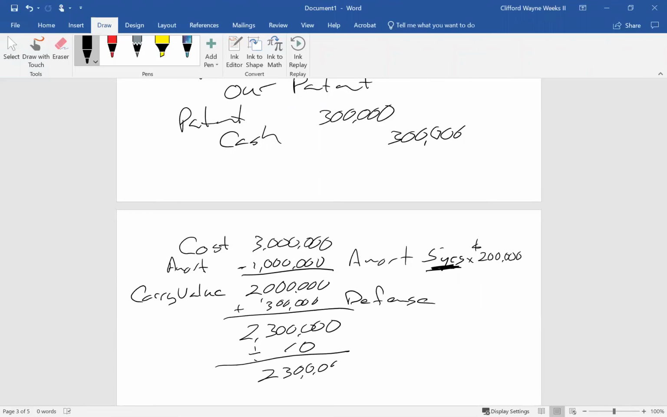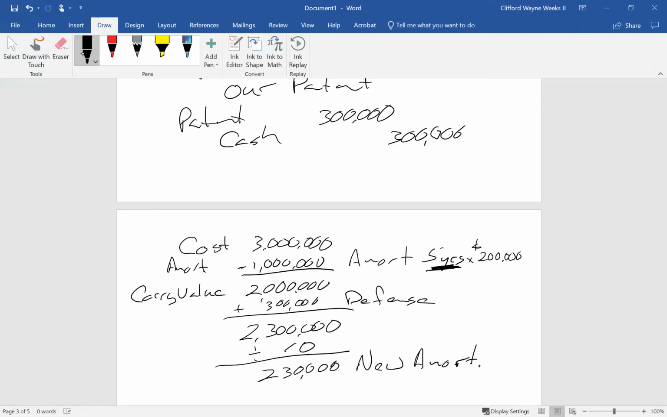I'm sorry, that's too many zeros. So this is the new amortization.